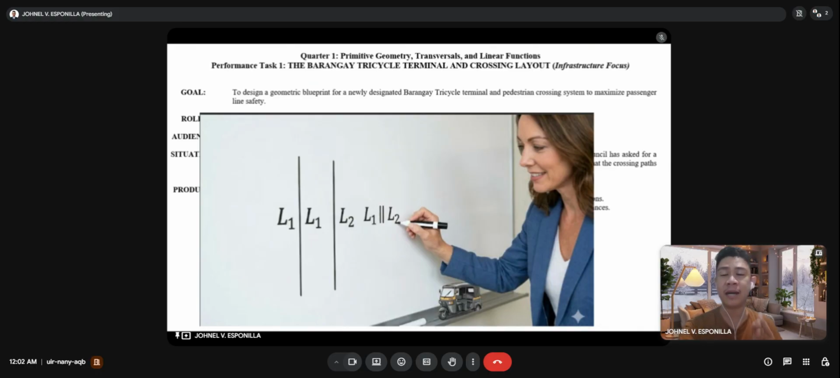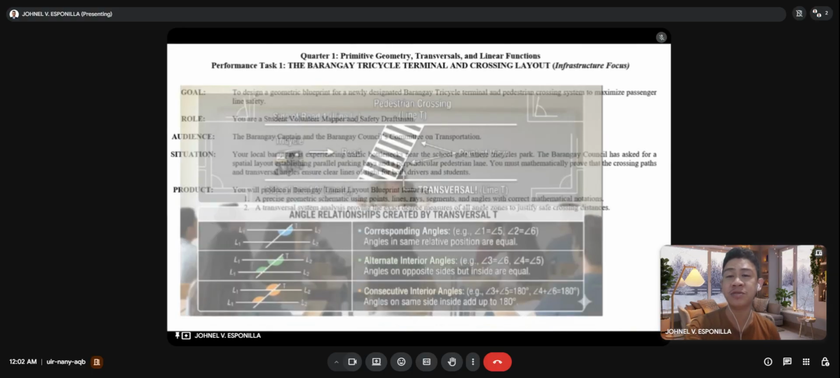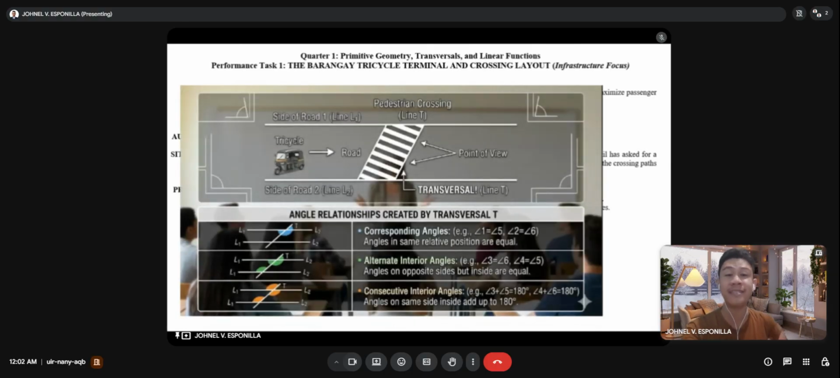Now, a pedestrian lane has to cut across the road. What do we call a line that intersects two or more parallel lines? A transversal. When that transversal cuts across your parallel parking lines, it creates eight distinct angles. Your job in this project is to analyze those angles. For example, if you decide your crosswalk intersects the curb at a specific angle, what does it mean for the alternate interior angles? What does it mean for the corresponding angles?